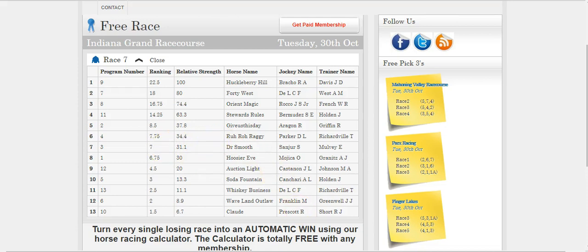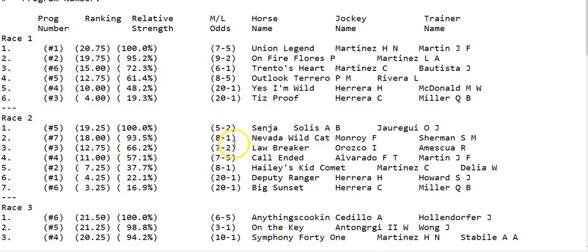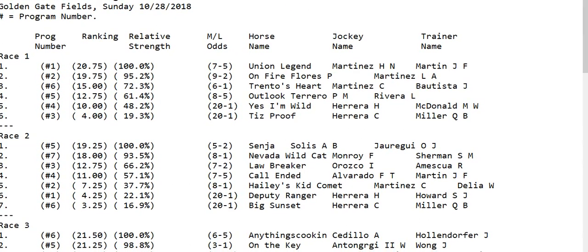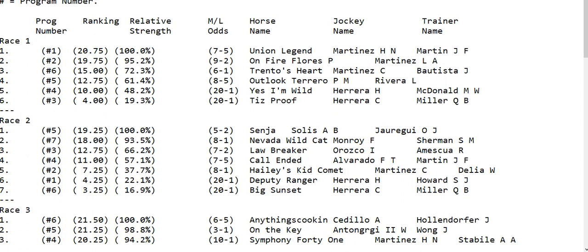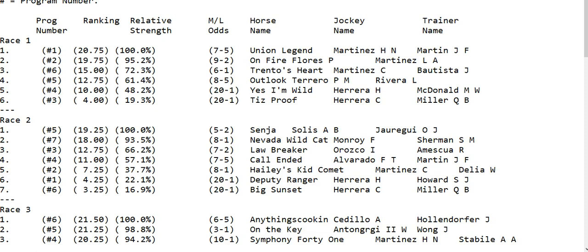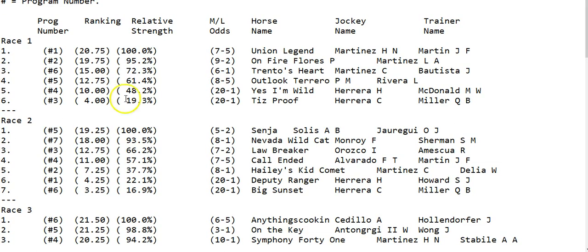Now, this is what our reports are going to look like in the near future. We're using the reports. This report happened to be Sunday, December 28th. This is at Gulfstream. This past Sunday, 28th, 2018 at Gulfstream. So what we're going to do is look at the odds as far as what they are, and we're going to play this according to the current odds.